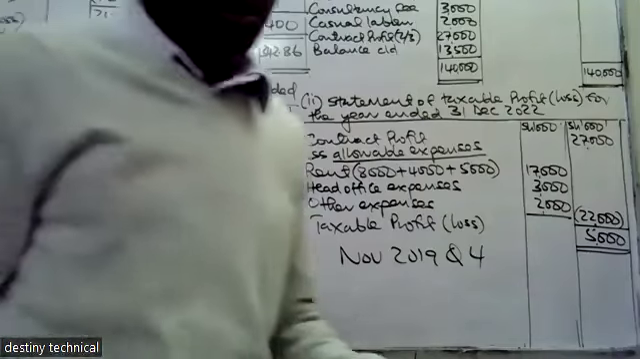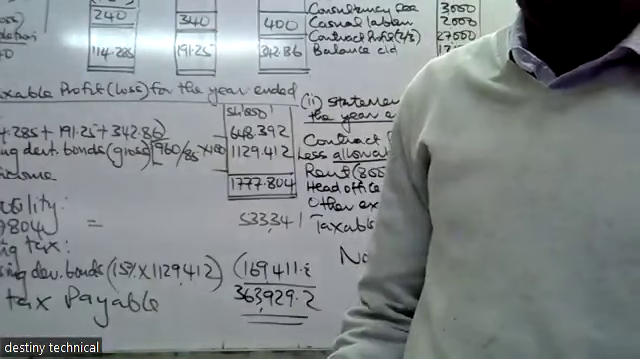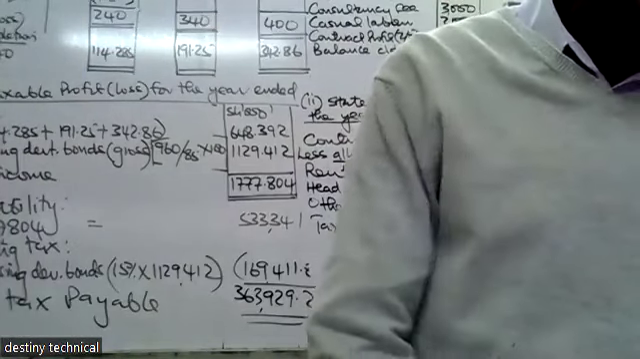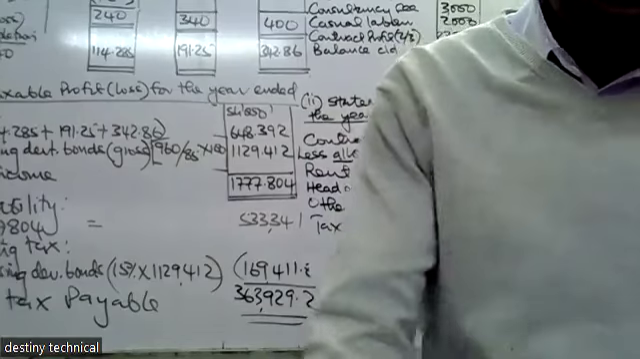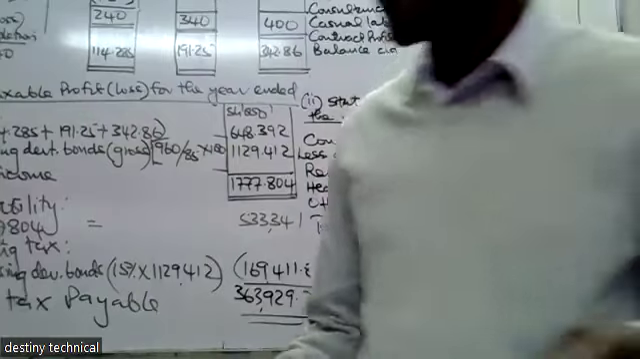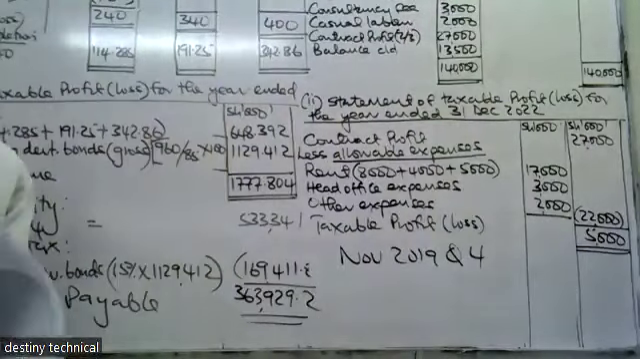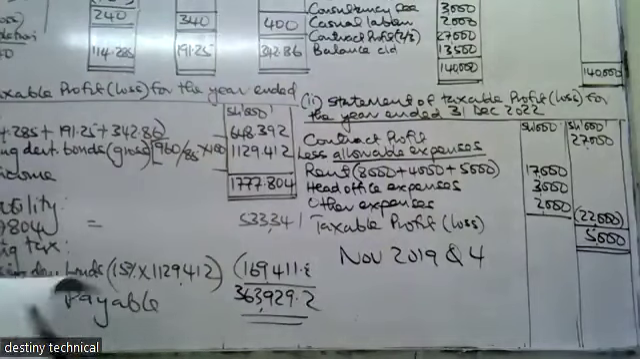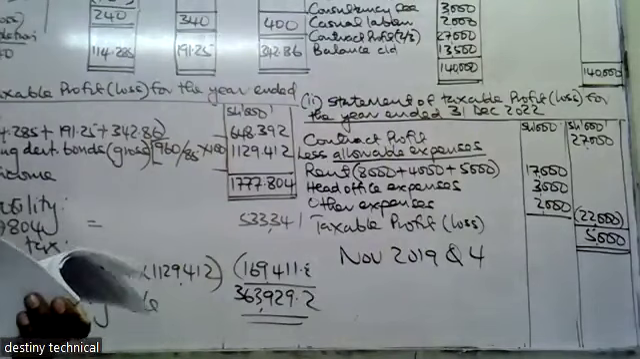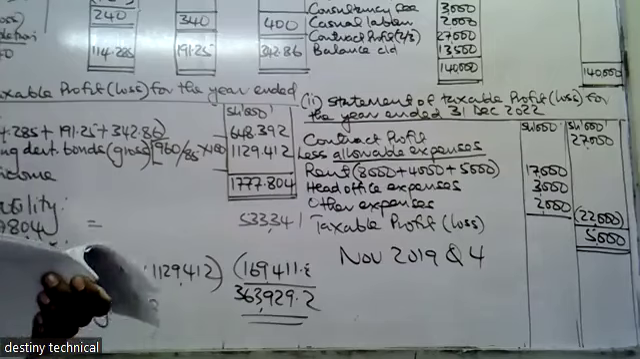So it will be similar to what we've done already, except for the fact that it has two contracts instead of one. It has an office project, and the other one I think is a hospital project. So you'll have two columns instead of one. So we can turn to November 2019, question 4.